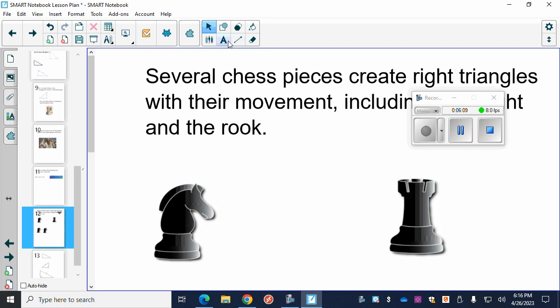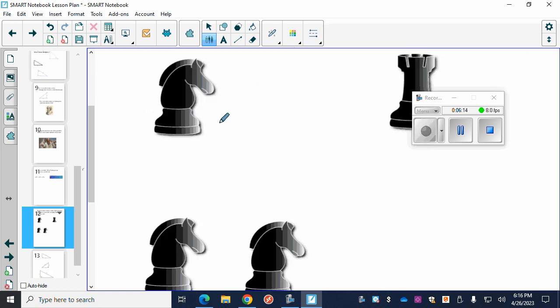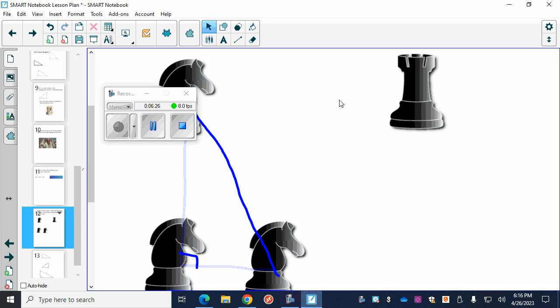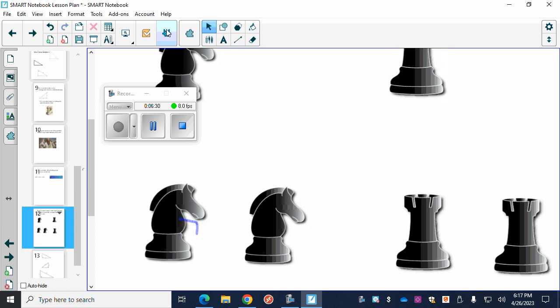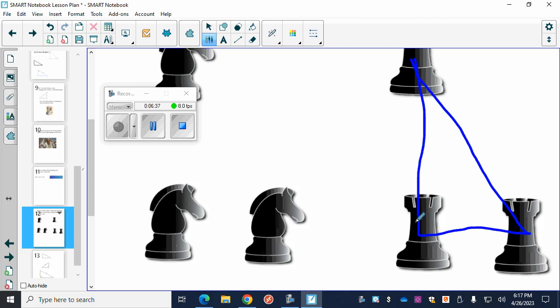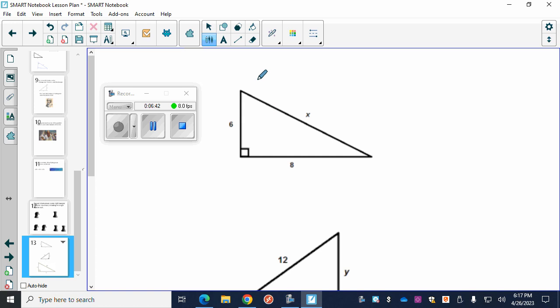So if I move 2 down and 1 over, and then I connect the two sides, well, these two sides form a right angle. I think that's a right triangle. And then the rook can move straight down, and then it can move straight over. Well, how about that? Straight down, straight over, connect the two sides. Right there's a right angle. That's a right triangle. So, how about these problems?